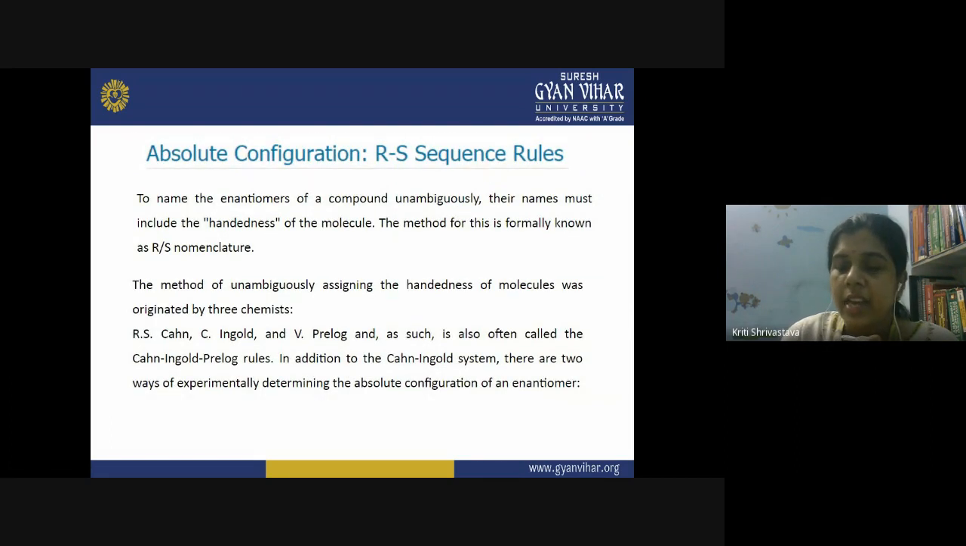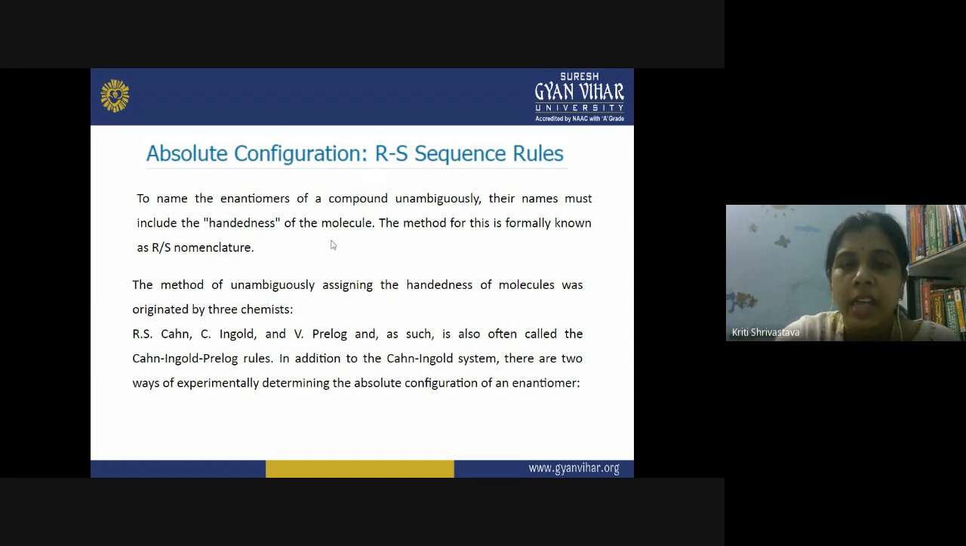That was the D and L configuration. Now let us see the absolute configuration, which is known as R and S. And these R and S sequence rules are really very important, because when you give the E and Z nomenclature, then similar rules will come also. You have to know these rules also. So first of all, let us see what the RS rules are.